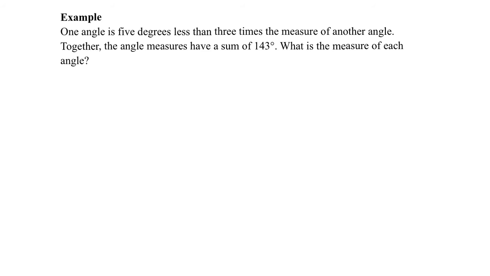So for example, one angle is 5 degrees less than 3 times the measure of another angle. Together, the angle measures have a sum of 143 degrees. What is the measure of each angle? So I'm going to let x, this is a let statement, let x equal the measure of an angle. Okay, so one of our angles is x.